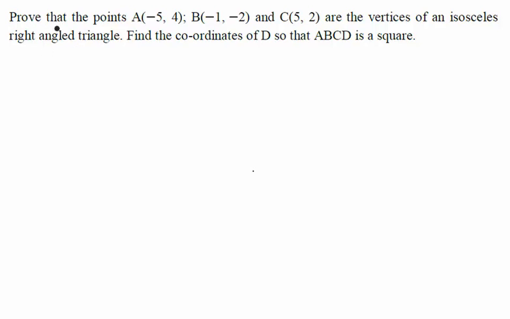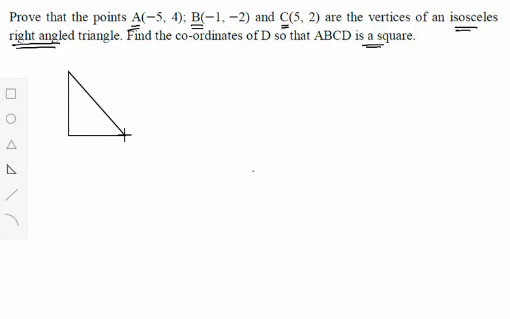Okay, so we have to prove that the points A, B and C are the vertices of an isosceles right angled triangle. Also, find the coordinates of D so that ABCD is a square. Right? So let us first concentrate on the first part of the question. Let us draw ABC. Let us take a figure like this.